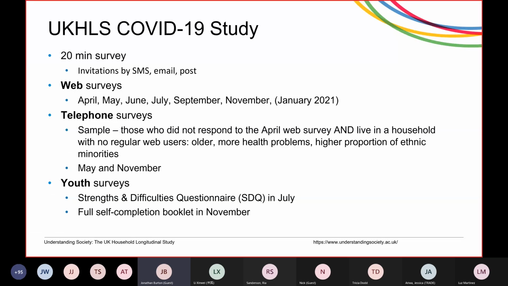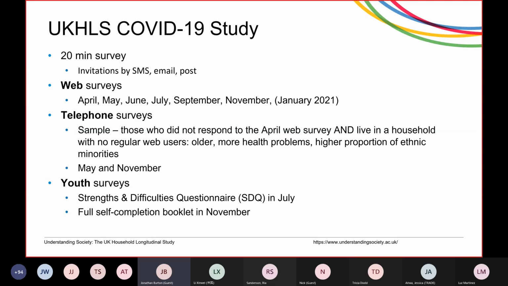And the people that we get from the telephone surveys, they tend to be older, they tend to have more health problems, we have a high proportion of ethnic minority respondents in that group. And this is a really useful way of bringing in people who we would otherwise be missing in the web survey.